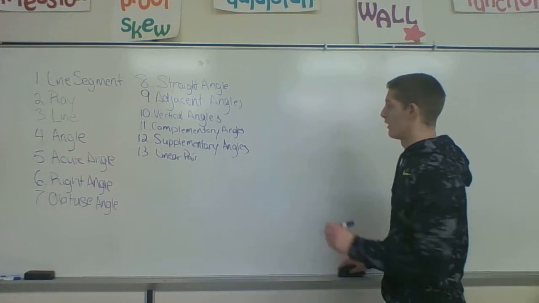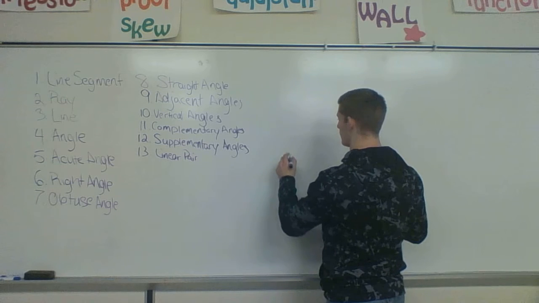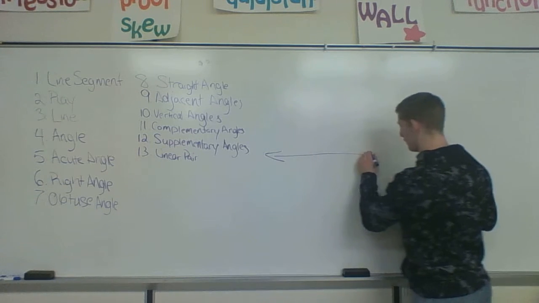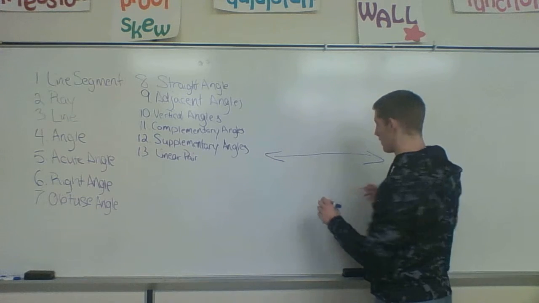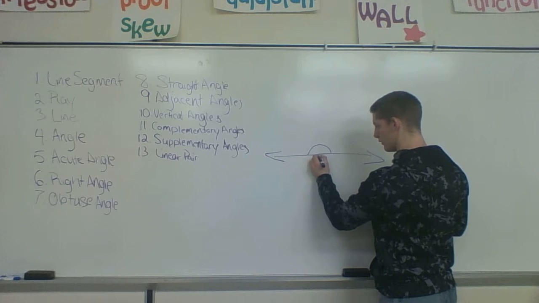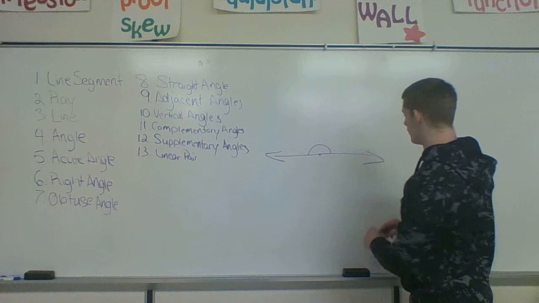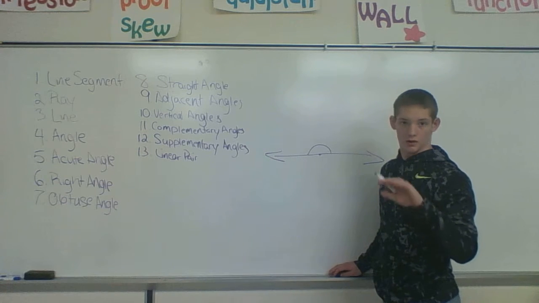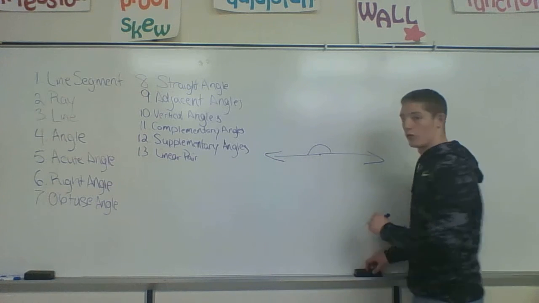Speaking on that subject, next we have the straight angle. The straight angle is basically a line. A straight angle has an angle of 180 degrees, so it would look like this. So it's no more than 180 degrees and no less. It's a perfect line.